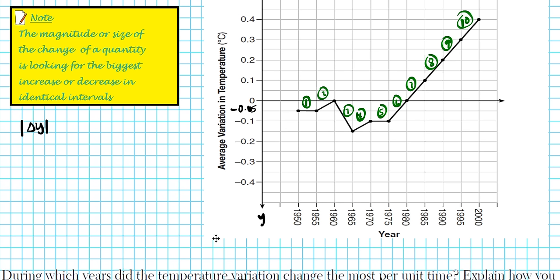For the first interval, from 1950 to 1955, what was the rise? From this point to this point, what do you notice? It's horizontal, which means you have 0 rise. So the temperature variation for that interval was 0. In this case, we have delta y, the change in the temperature. We don't have to put the absolute value. Change in the temperature is equal to 0. Now let's take a look at the second interval.